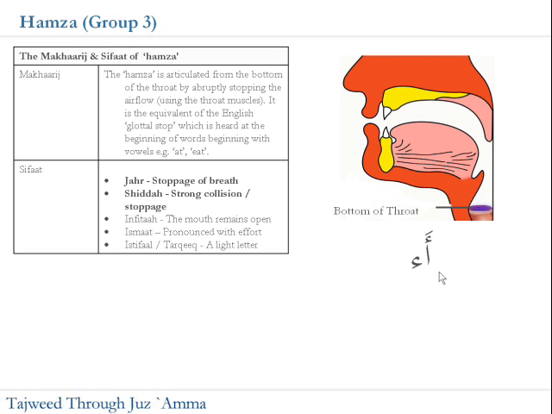And if you were to say any English word which begins with a vowel and say it very slowly, you actually will hear this sound. So if you say it, you'll feel that the bottom of your throat closes very slightly for a very short time, and that's actually called the glottal stop, and in Arabic it's represented by the Hamza.